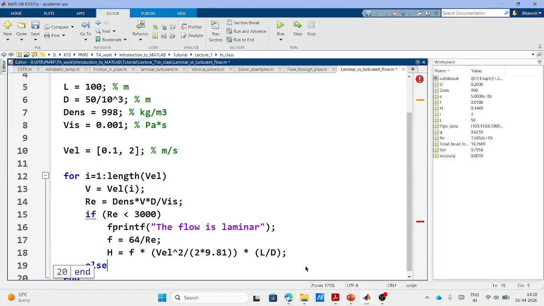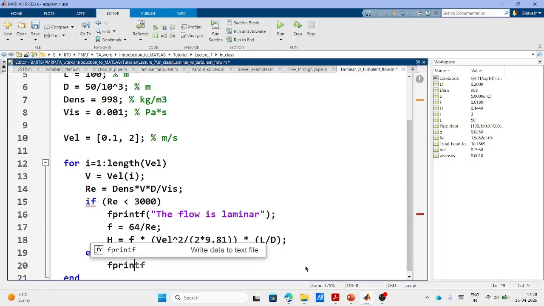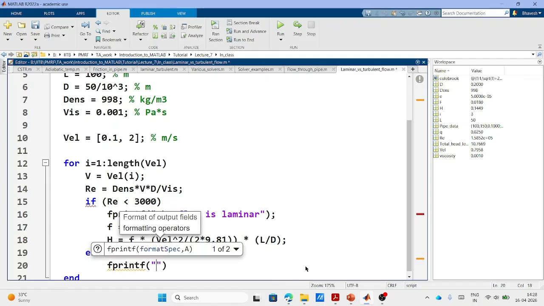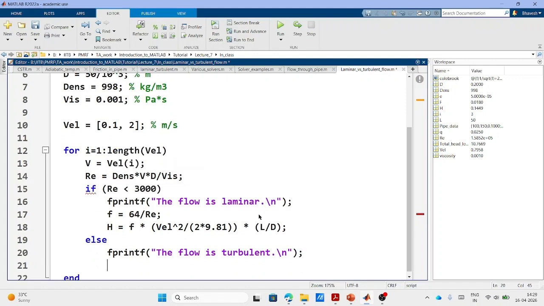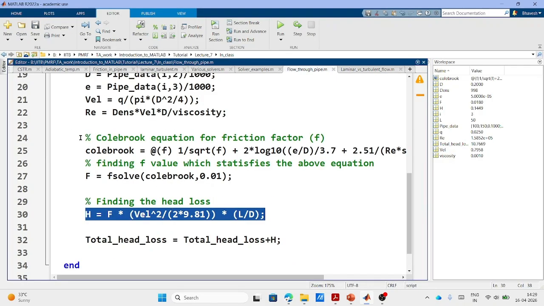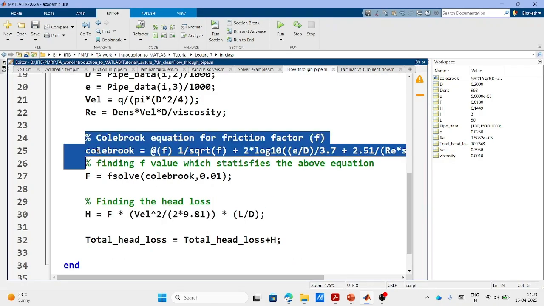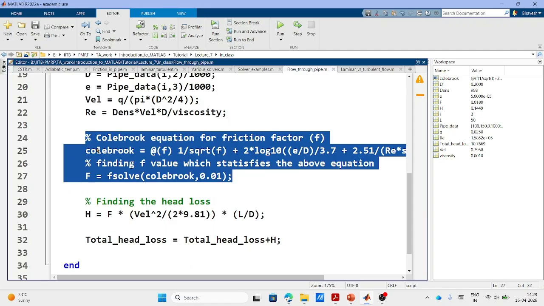If Reynolds number is greater than that, that means we are in the turbulent region. So I will print that the flow is turbulent. I can put slash n so it starts with a new line. In that case, you have to again solve the Colebrook equation, right? So I will just copy paste this part.